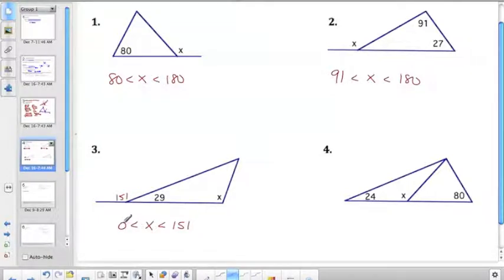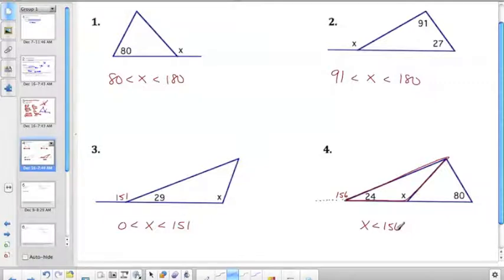Now problem number 4, there's two triangles. So we want to kind of consider them separately. So if we look at just this triangle on the left, in that left triangle, x is an interior angle. The exterior angle for that triangle is the one supplementary to 24, so that's 156. So we know that x has to be less than 156. And if we just stop there, then we would say that x is greater than 0 but less than 156.